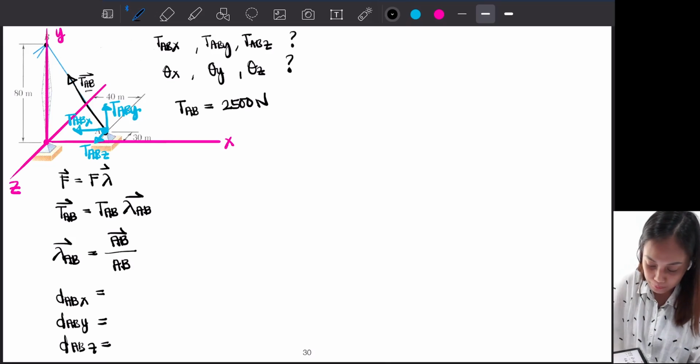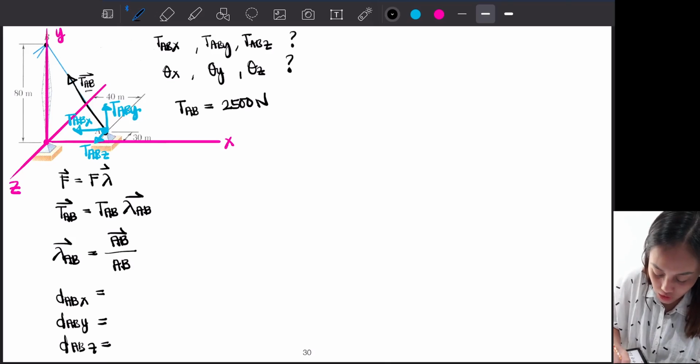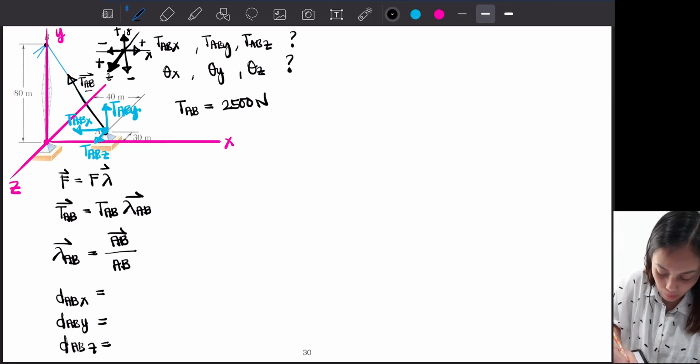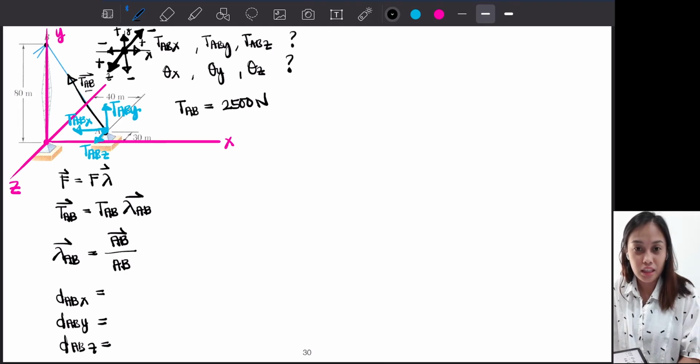Okay, let's look at it. Just remember this. If this is your x, y, and z axis, going to the right along x is positive. Going to the left along x is negative. Going up along y is positive. Going down is negative. For the z axis, if the force points towards you, that is positive. But if it points away from you, that is negative.